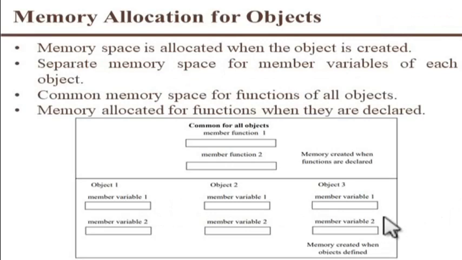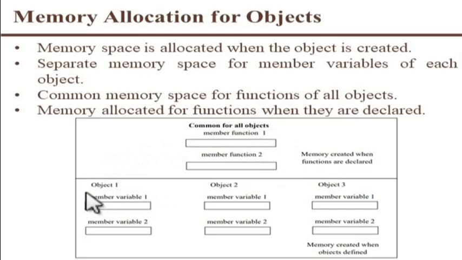In this diagram, you can see two parts. Basically, this diagram is divided into two parts, one for member functions and second for member variables. First, we will see the member functions. In a single class, there may be multiple functions like member function 1, member function 2, etc. Memory is allocated for member functions when they are declared. Here, memory for each individual function is separate but common for all objects.